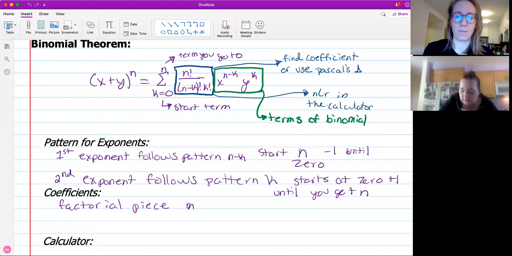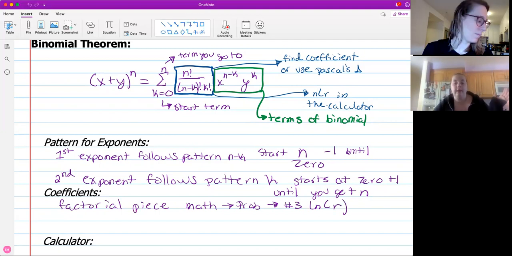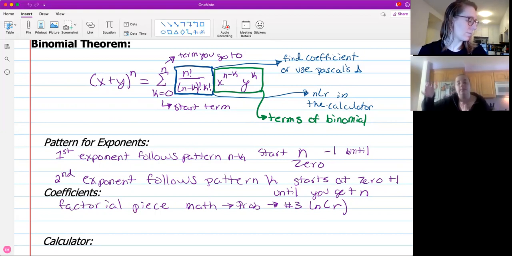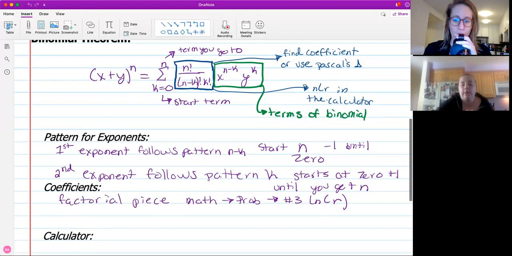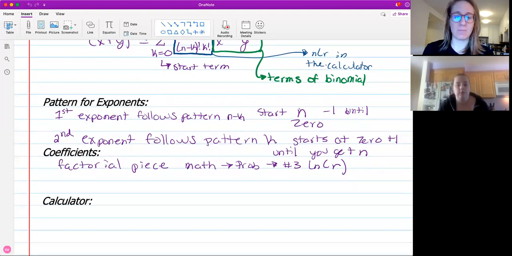or the calculator: math, prob. One calculator says PRB and the other says prob. I don't remember which one is which, but you know your calculators. And then you want option number 3, so it says nCr. Remember, if you have an old calculator, you need to put n in first, go through those steps, and then put in r and hit enter. If you have a new calculator, it'll pop up with nice boxes for you to fill in, so you don't have to put in n first. That should be pretty easy for you to follow, because you used it for 2 weeks. So hopefully you remember how to do that.